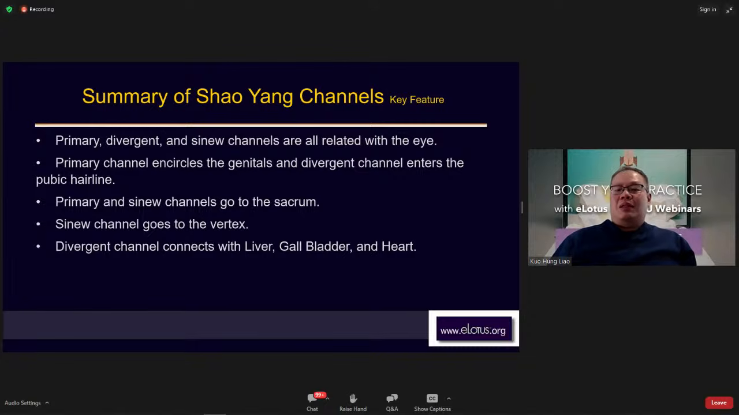And the sinew channel goes to the vertex. So same thing, it crosses the body center line many times, not just like 大椎 214, it also crosses, and tension can go to the inside, here, vertex. And the divergent channel connects with the liver, gallbladder, and heart. Yeah, for sure, like that. Okay. Those are the key features of the Shaoyang channel.